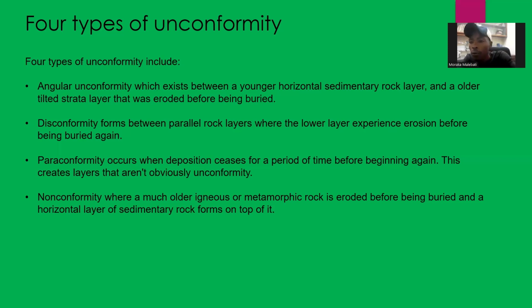On the other hand, nonconformity is the simplest one. You can have either igneous or metamorphic rock, and those older igneous or metamorphic rocks get eroded, and after having an erosional surface, we have new younger sedimentary layers right on top of the older eroded igneous or metamorphic rocks. So basically these are the types of unconformities, but I'm going to show you with examples or some pictures so that you can visualize what I am talking about.